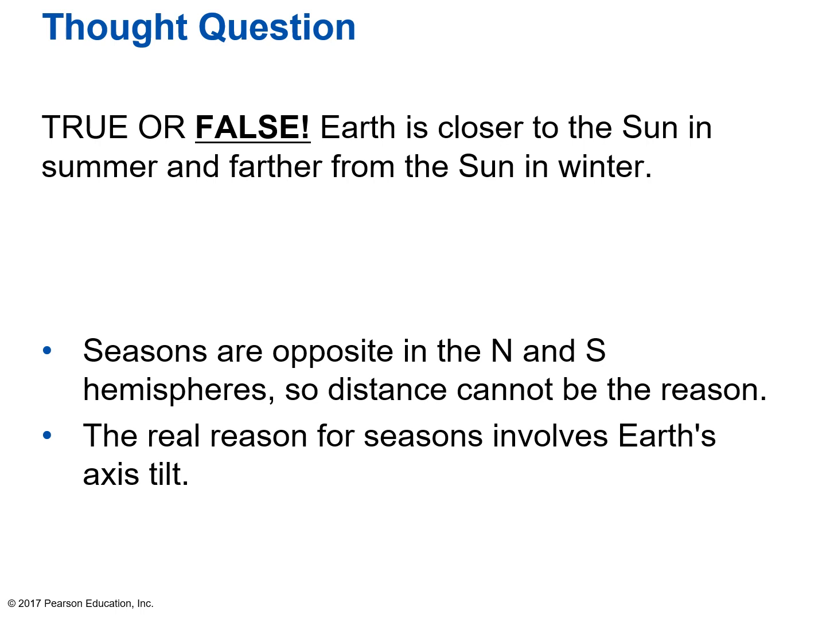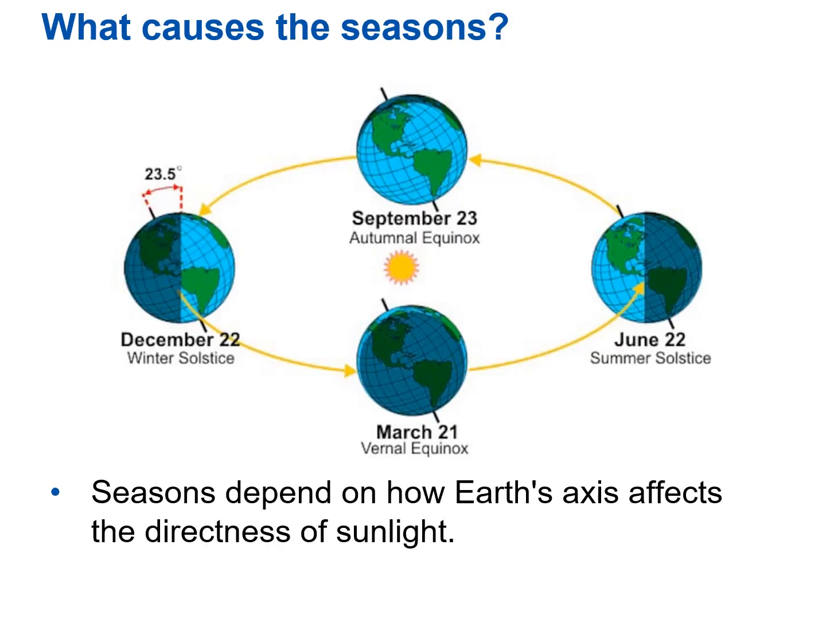And the answer is false. The seasons are opposite in the north and south hemispheres, so the distance from the sun cannot be the reason for the seasons. The real reason that we have seasons involves Earth's axis tilt.